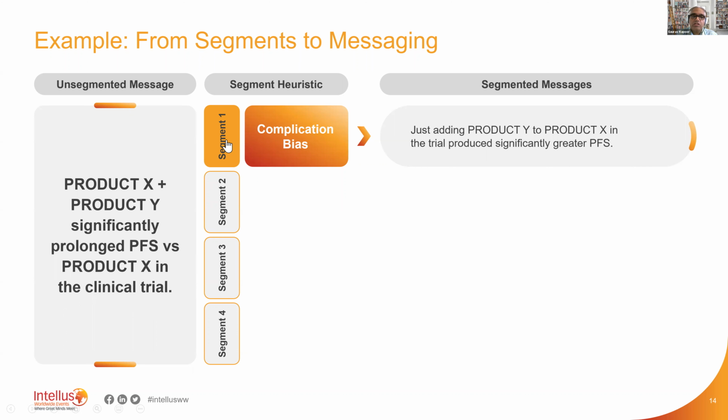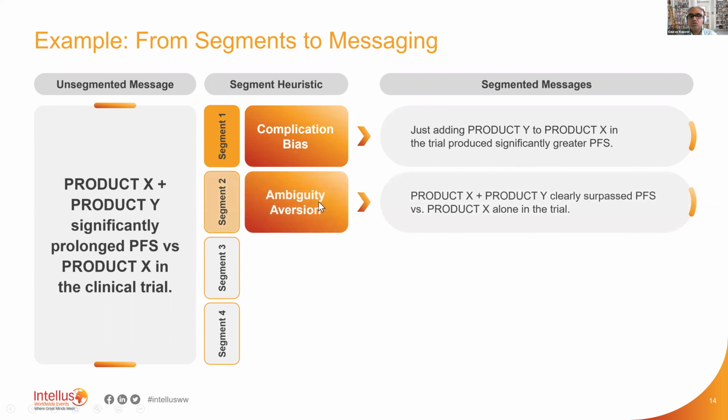If you were going to deliver this message to segment one, instead of saying this, you talk to their complication bias heuristic, if that's one of their dominant heuristics. You can just tweak the message a teeny tiny little bit by adding a few words here and there that will now suddenly, when they read it, sound different to them. It sounds much more relevant to them. Why? Because they're already using complication bias heuristic to make decisions.